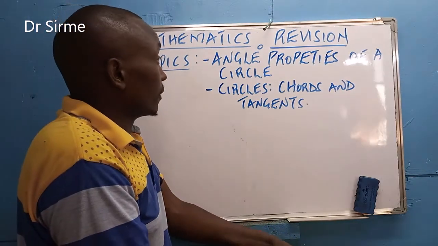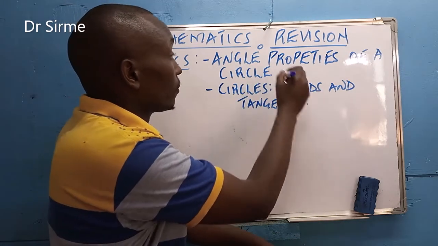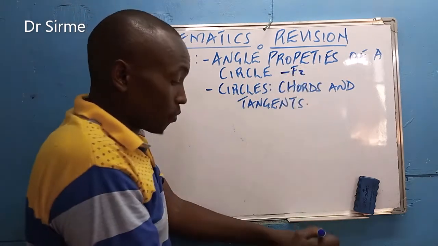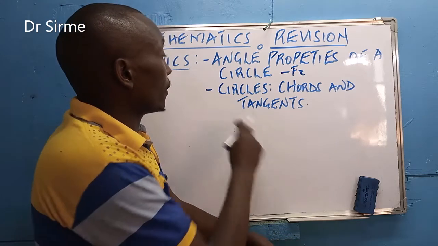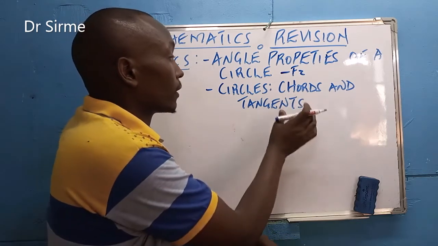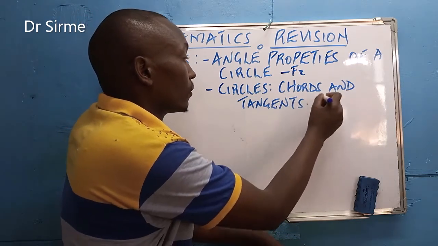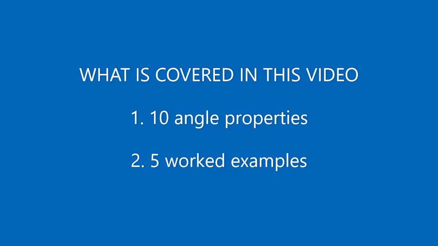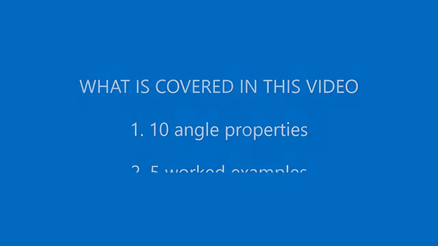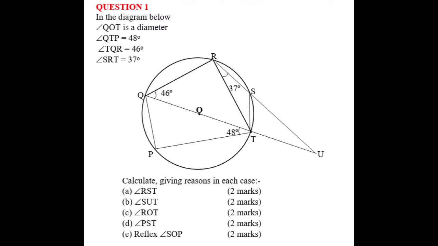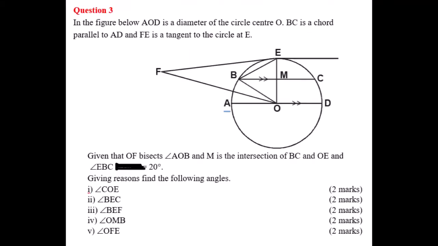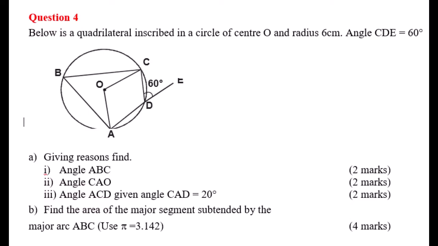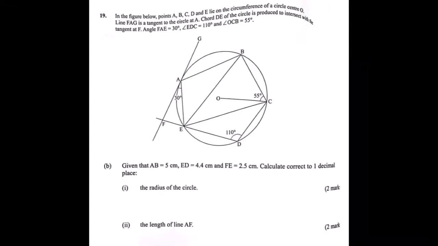This is a mathematics session, and specifically I'm going to take you through two topics that are very much related. Angle properties of a circle, which is covered in Form 2, and circles, especially chords and tangents, which is in Form 3. After taking you through the properties, I will take you through 5 examples: question 1, question 2, question 3, 4, and 5.